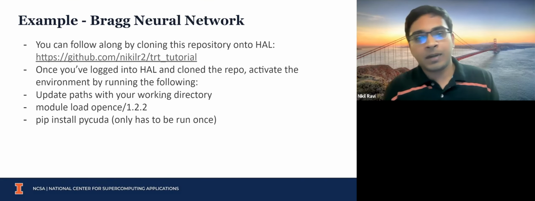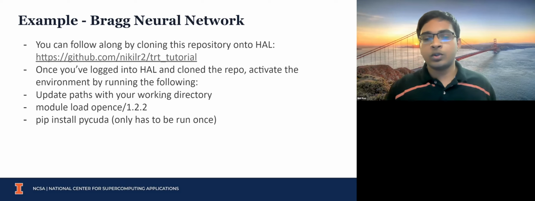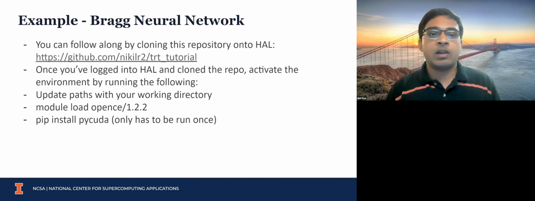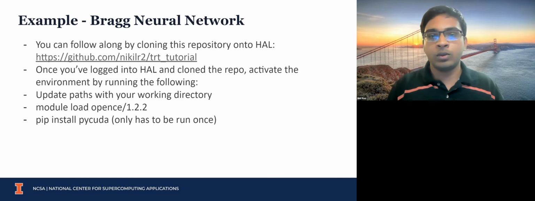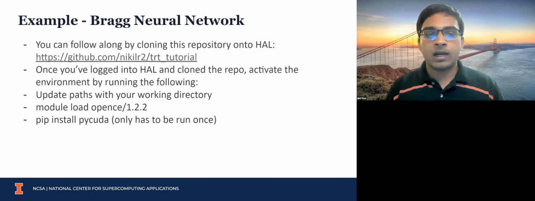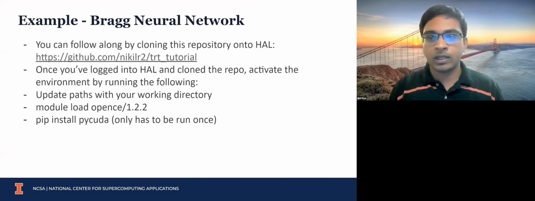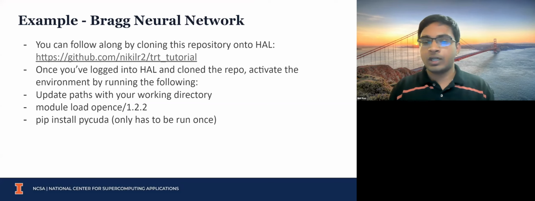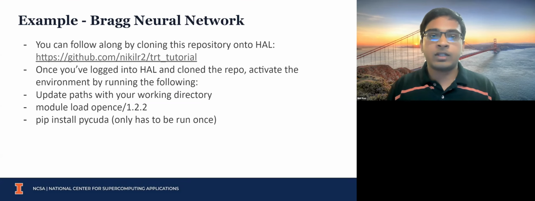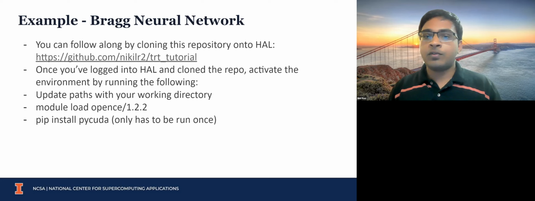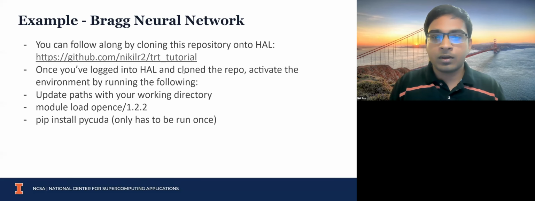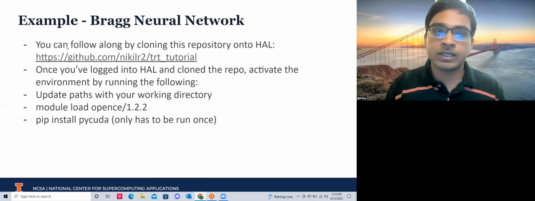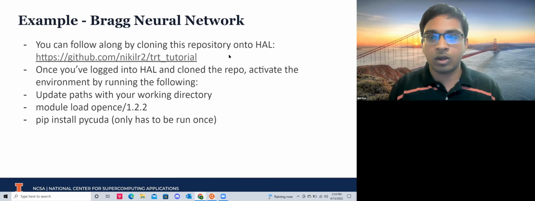Okay, so like Pranshu was saying, TensorRT is used to optimize inference for deep learning models. And today I'll walk you through how to actually do this for a specific model. The example I'm going to walk through is in the domain of high energy diffraction microscopy, and it's called BraggNN. Before we jump into that, a few setup steps. Firstly, like Pranshu said, you can follow along by cloning this repository onto HAL.